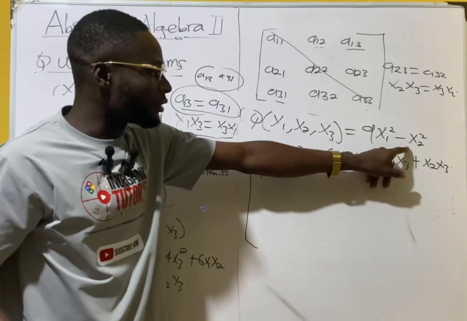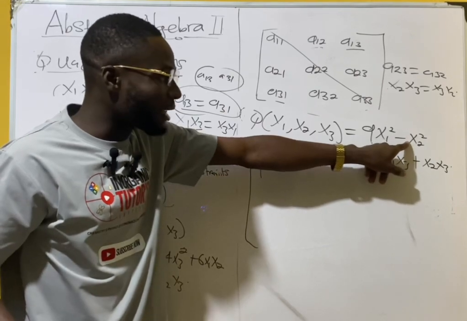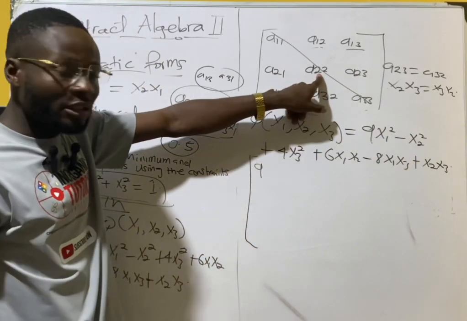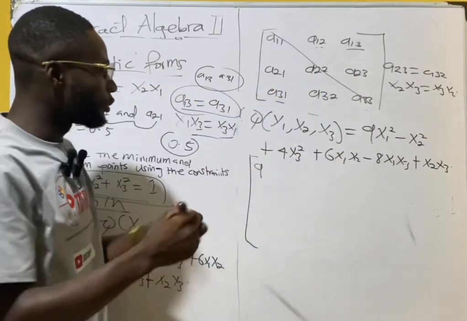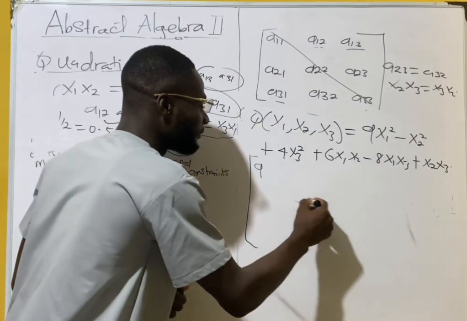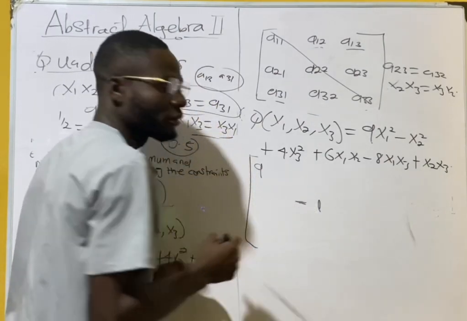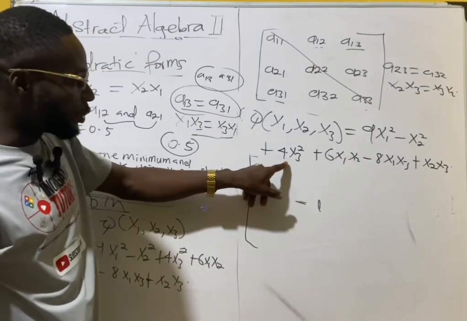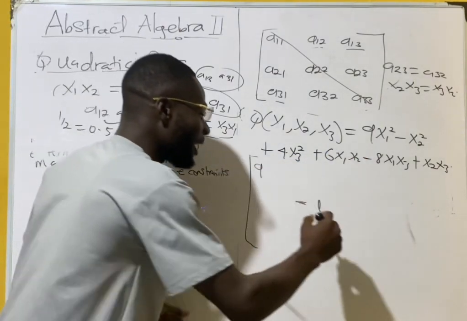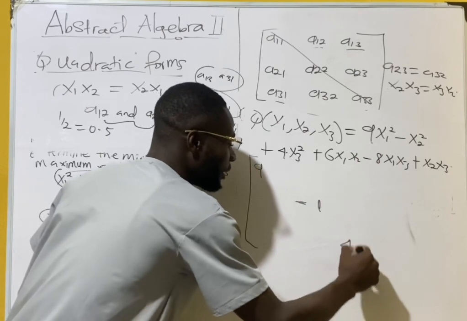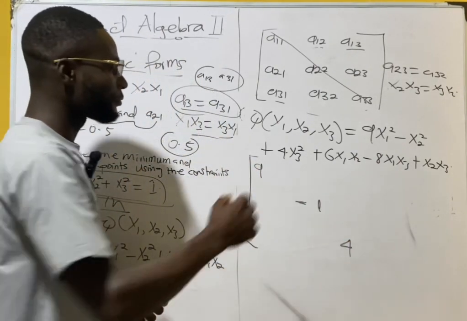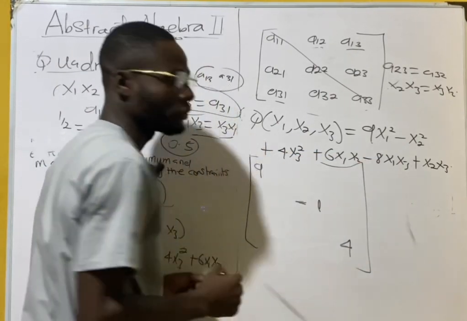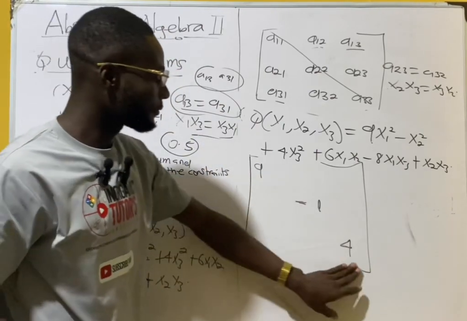The coefficient of x2 squared is -1, and that represents a22. So we have -1. The coefficient of x3 squared is 4. So we have the last element on the main diagonal to be 4. Good. So what is next?